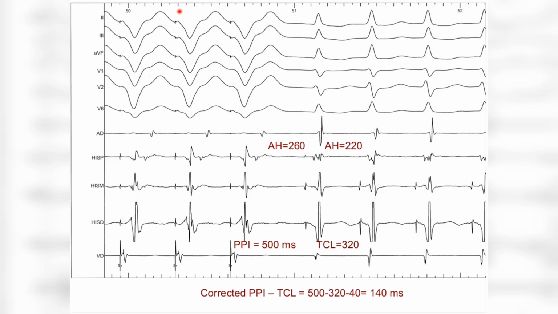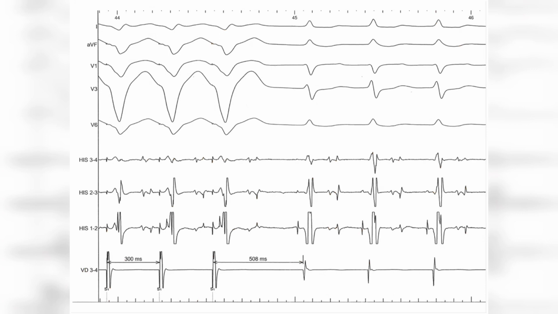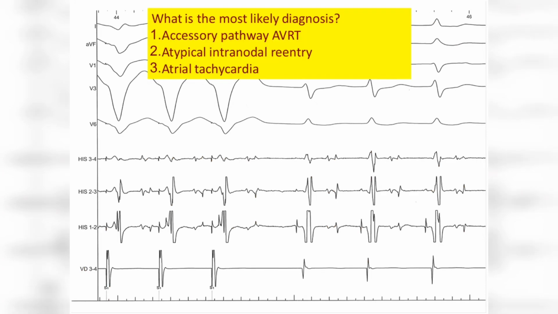But the example that I wanted to really show you is this next example. Here, I want you to look carefully at the PPI in relation to the correct answer. What is the most likely diagnosis for this tachycardia? You can tell that the VA interval during tachycardia is quite long. By measuring the intervals here, do you think it's an accessory pathway-mediated tachycardia, atypical AV nodal reentry, or atrial tachycardia? What would you think? I want you to vote now.